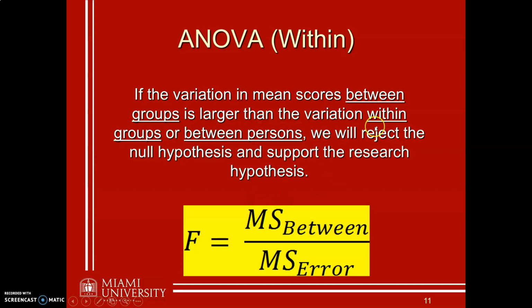In other words, if the variation in mean scores between groups is larger than the variation within groups or between persons, we will reject our null hypothesis and support the research hypothesis, which suggests that there is a difference across these groups of the independent variable on the dependent variable we're studying.